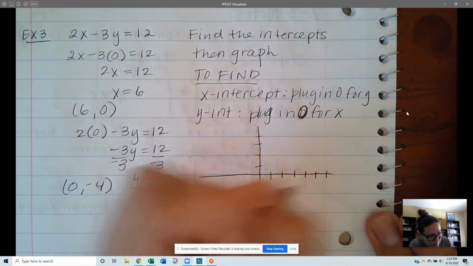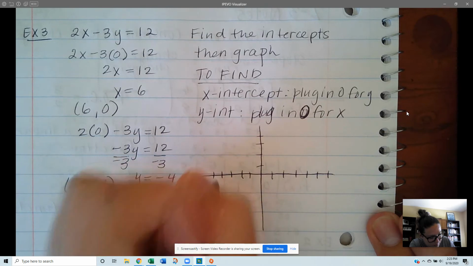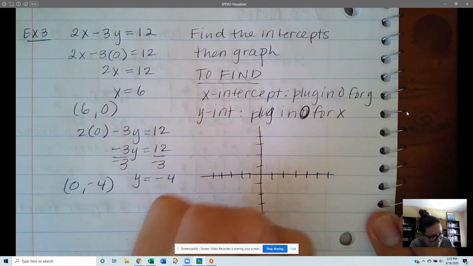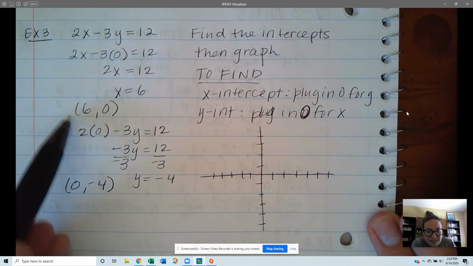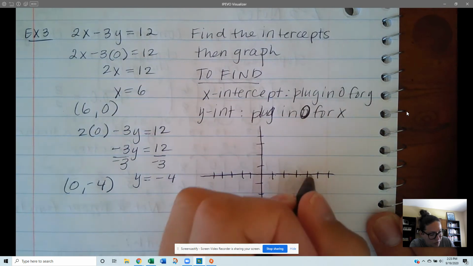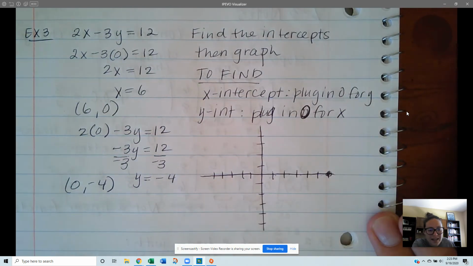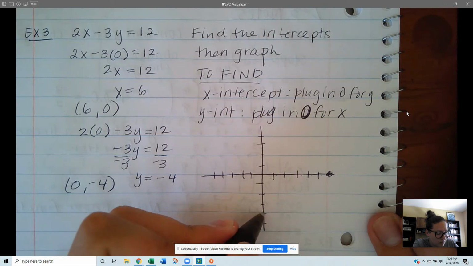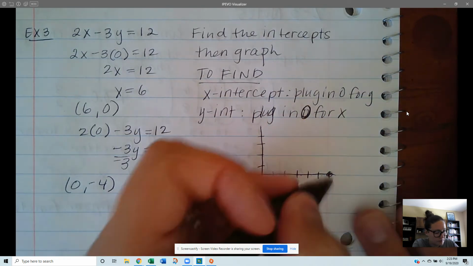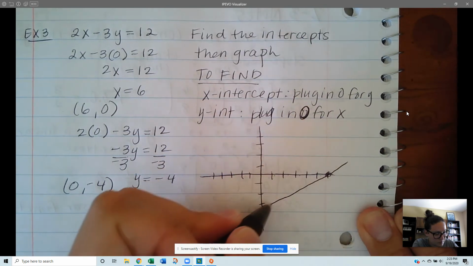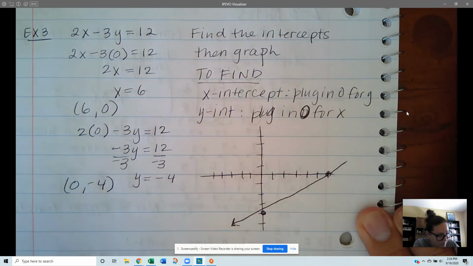So I have the point 6, 0, 1, 2, 3, 4, 5, 6, and I have the point 0, negative 4. Just make the point a little bit bigger there. Good enough. And there's my line.